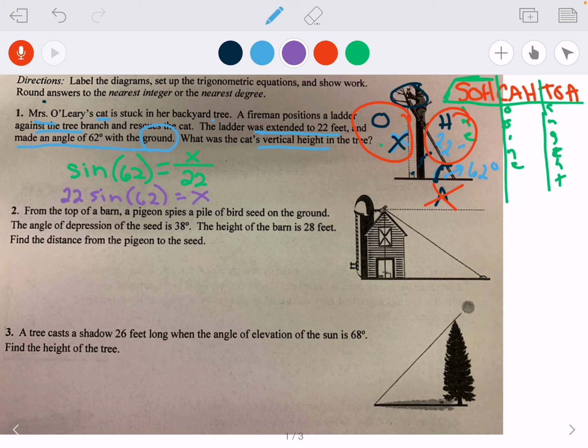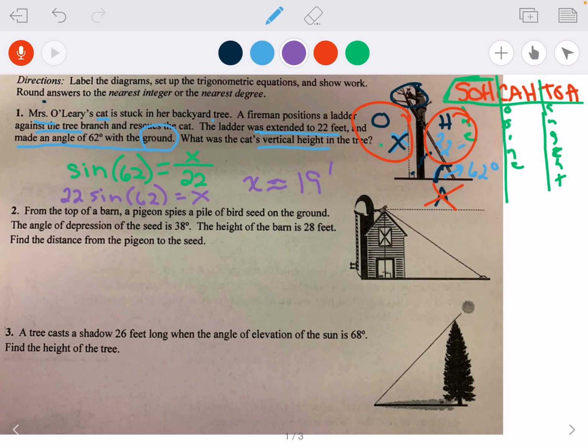And then first of all, you make sure your Desmos or whatever calculator you're using is in degree mode. Remember that. So degree mode, then you put that in, and you will get approximately, x is approximately 19 feet.